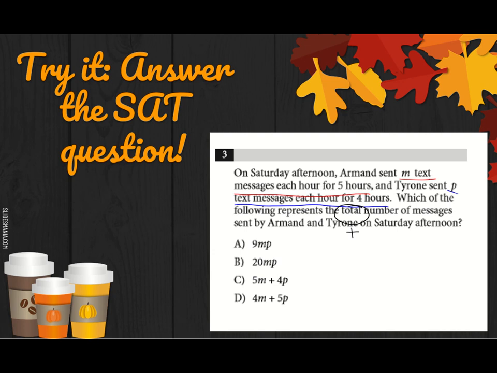Armand sent M text messages each hour for 5 hours. So for each hour, there were M messages, and there were 5 of them. We want to add that to what Tyrone did, which would be 4 hours at P text messages per hour. So we should have 5M plus 4P. That's going to give us an answer of C. Hopefully C was the answer that you chose.